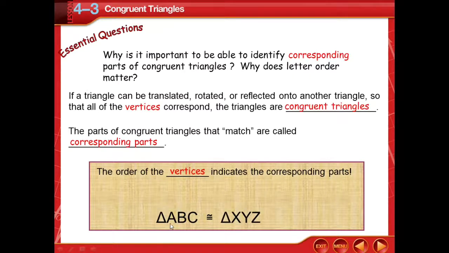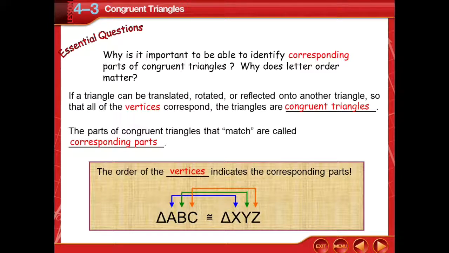That says triangle ABC is congruent, and we know the congruent symbol, to triangle XYZ. Well, A corresponds to X. That means angle A and angle X have the same measure. B corresponds to Y, which means angle B would have the same measure as angle Y. Angle C corresponds to angle Z, which means that they would have the same measure.